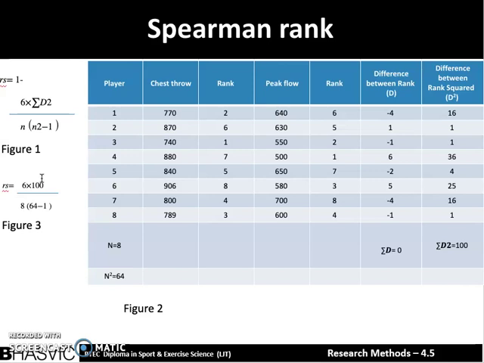The level of significance is 0.05, and the degrees of freedom is 6, so my critical value is 0.89. For this, if the critical value is bigger than my calculated value, then there is no statistical significance. And in this case, there is no statistical significance because 0.89, which is the critical value, is bigger than my calculated value.